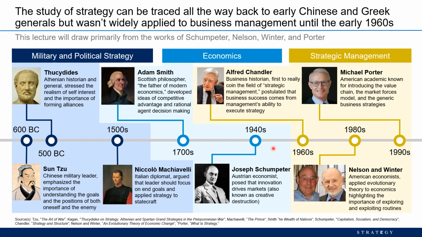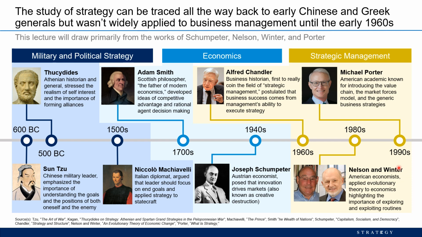Now, moving into the strategic management period, Alfred Chandler was the first to really coin the term strategic management. This is important because it stirred the literature to start to consider strategy a discipline within the business world. Now, going into Nelson and Winter, a lot of the deeper parts of this lecture are going to be based off of their work.